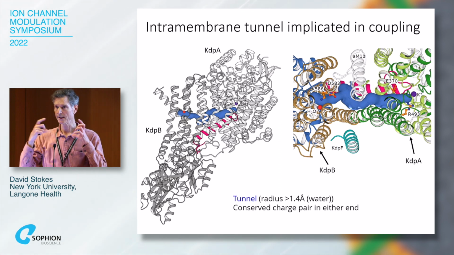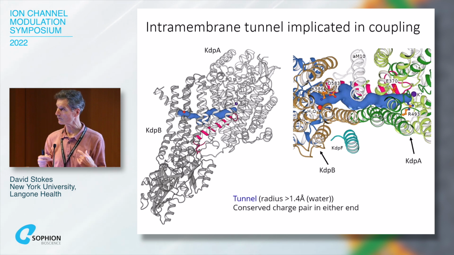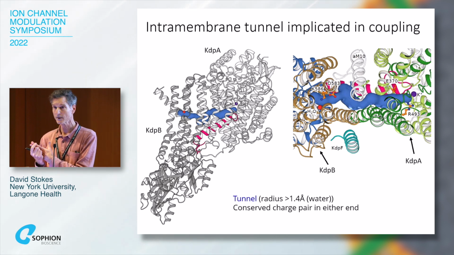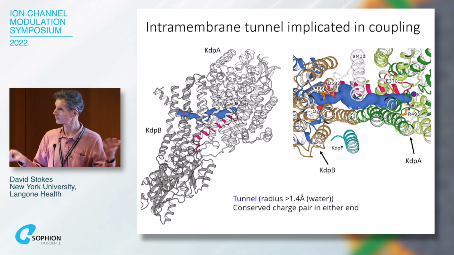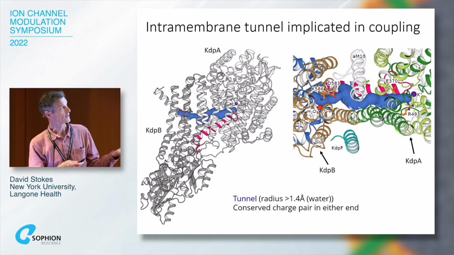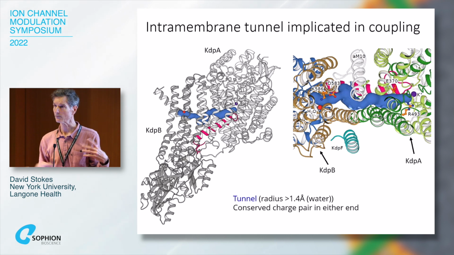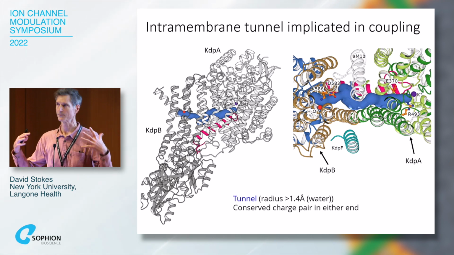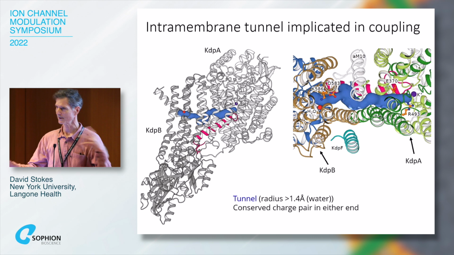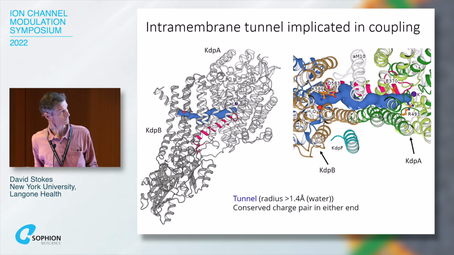And it has a radius of about 1.4 angstroms, which is suitable for either a potassium ion or water. So we assume it's probably water-filled or potassium-filled or something. And so that's amazing and relatively unprecedented. And what's it for? It must have something to do with energy coupling because it's coupling the two subunits.